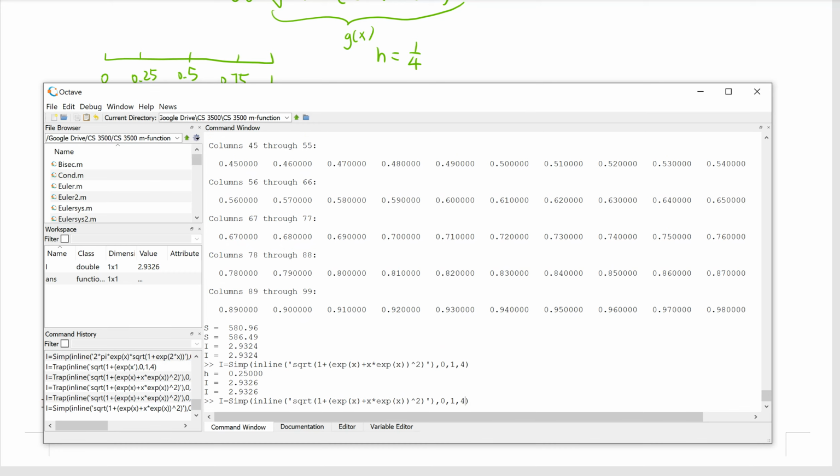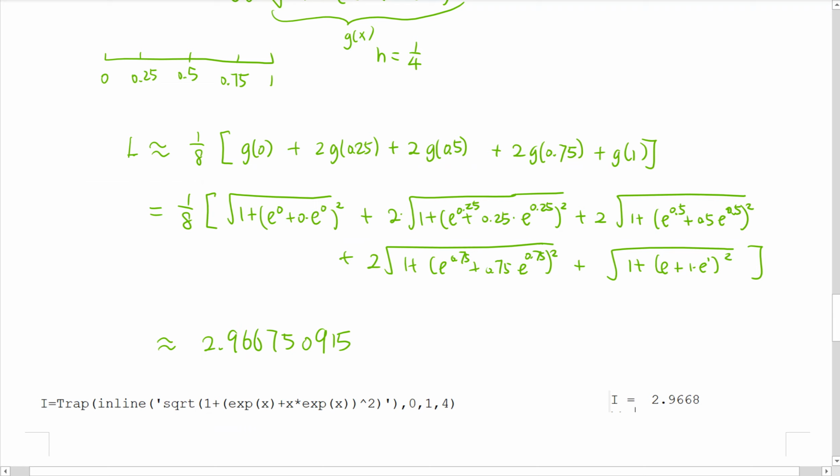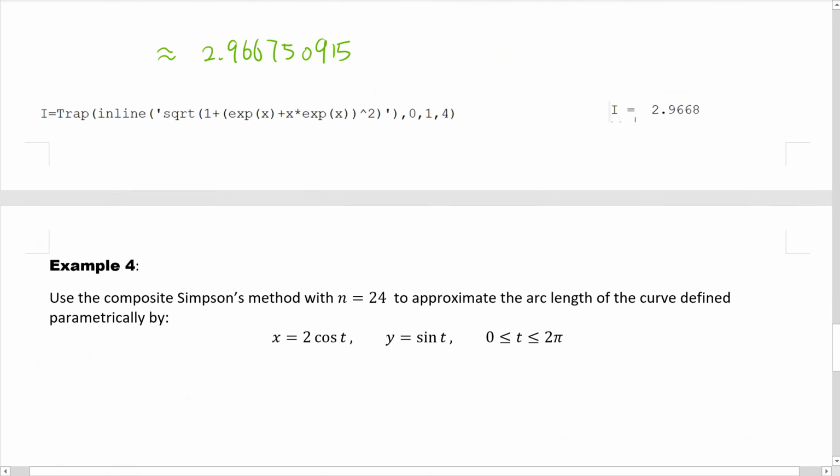2.9326. Okay, and if we do 40 steps, yes, 2.9324. So the true value is 2.9324, and then some decimals follow that. So far, so good, everybody?